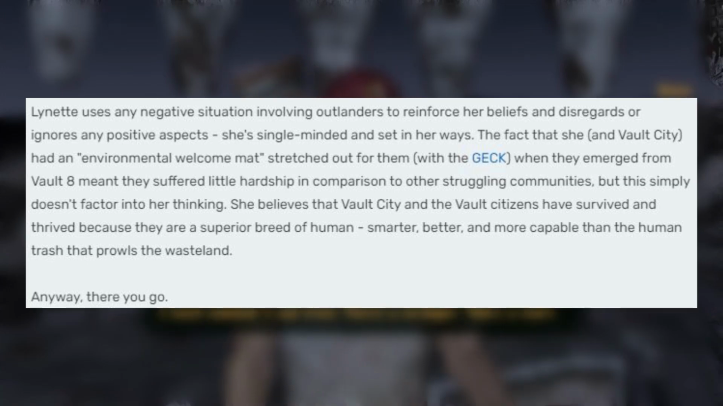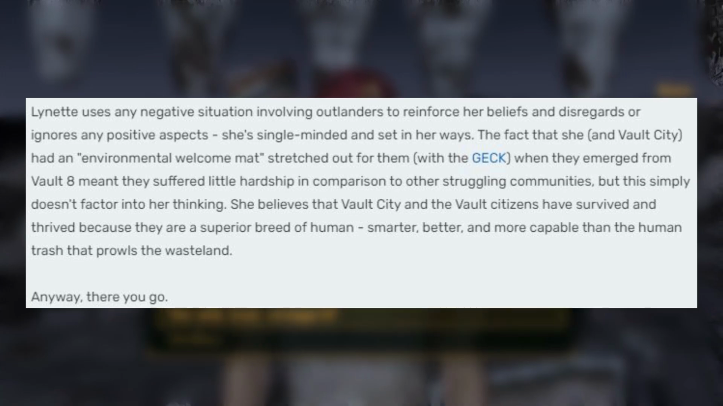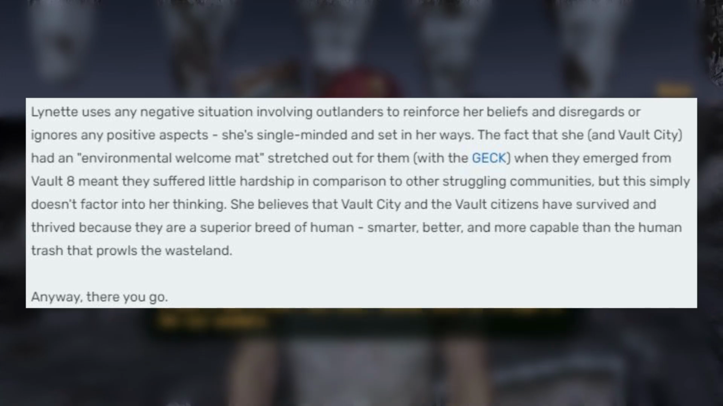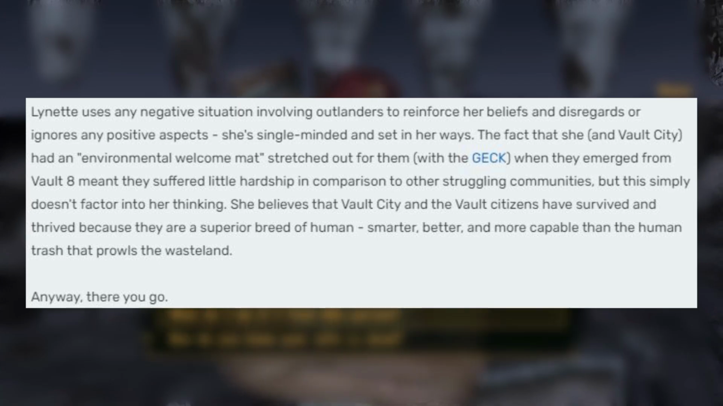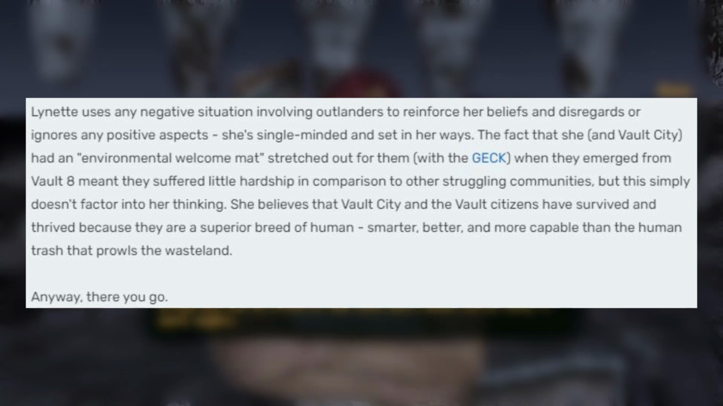The fact that she and Vault City had an environmental welcoming mat stretched out for them, with the Gek, when they emerged from Vault 8 meant that they suffered little hardship in comparison to other struggling communities. But this simply doesn't factor into her thinking. She believes that Vault City and the Vault citizens have survived and thrived because they are a superior breed of human, smarter, better, and more capable than the human trash that prowls the wasteland.